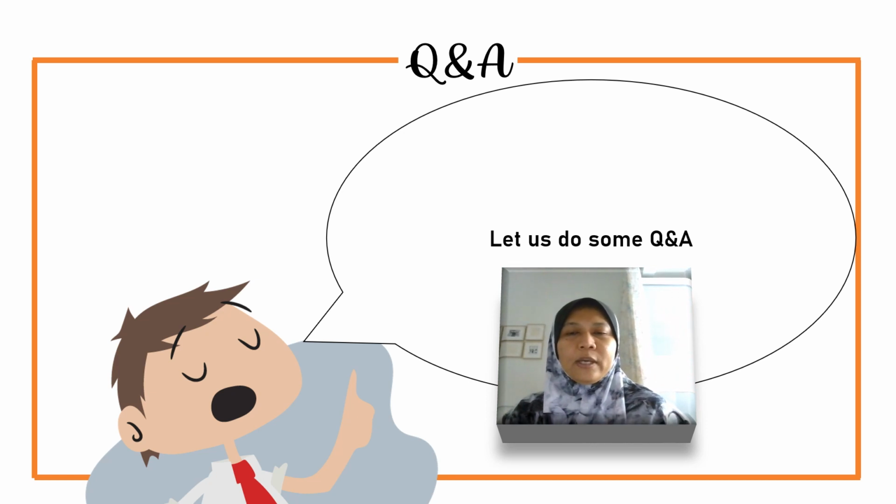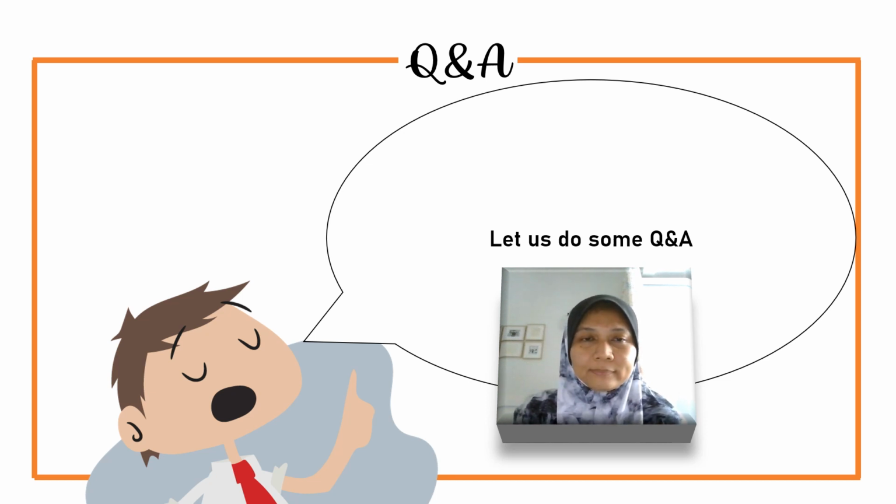So we have come to an end of the explanation and the definition for all three costing methods: job, batch, and contract costing. So why don't we move on to some Q&A? Shall we?